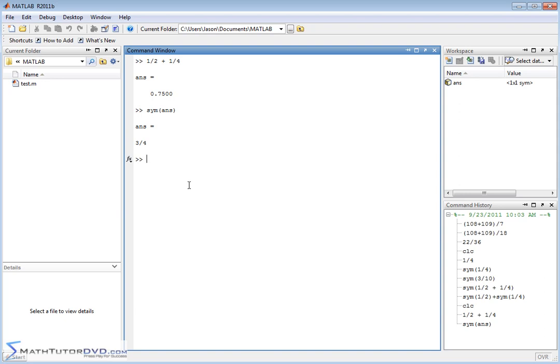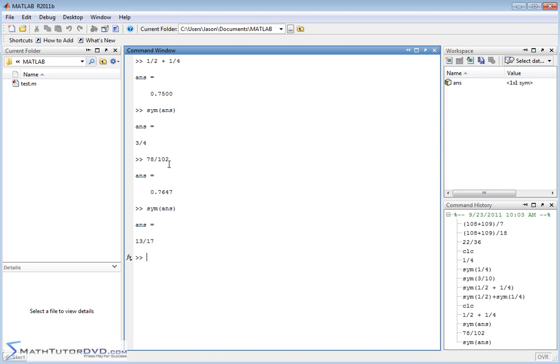You can, if you're working in MATLAB and you have, let's say 78/102, that's the final result of your calculation, and you get an answer of 0.7647, and you're like, oh man, what is that in fractional form? You can just do symbol, last answer, and then you'll get an answer of 13/17. Notice that is a reduced form of the original fraction.